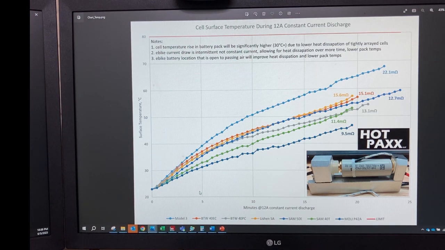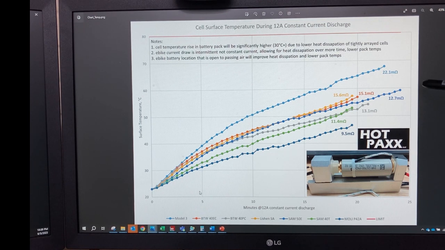So the heat generation in the cell should follow the rate of discharge current. So in other words, if I double the discharge current, I would expect the temperature rise to double as well or climb significantly, right? It's closely tied to the rate of discharge. So the internal resistances were checked here at 1000 hertz AC. And noted next to the curve.